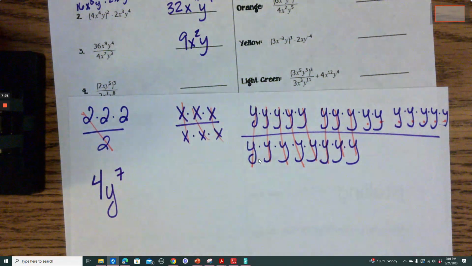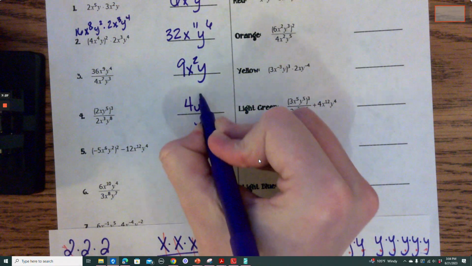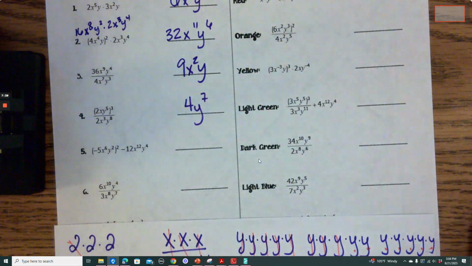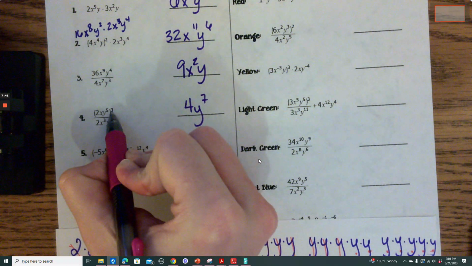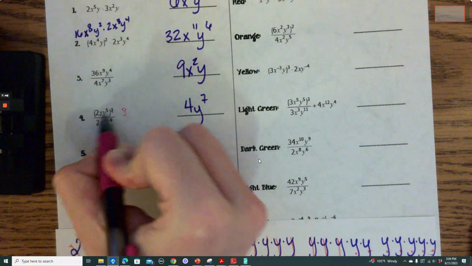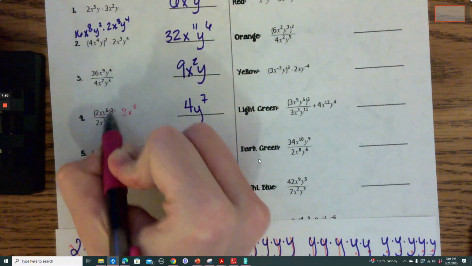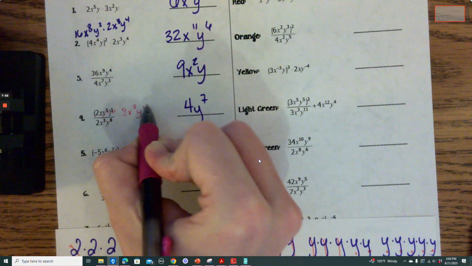So y to the 7. So the division rule, if I wanted to use the rules. So 2 to the third, I would do every piece to the third. 2 to the third is an 8. X to the third is an x to the third. Y to the 5th to the third. 5 times 3 is 15.